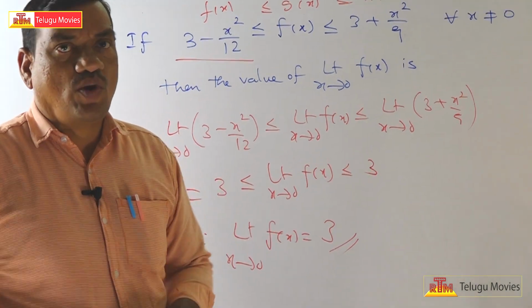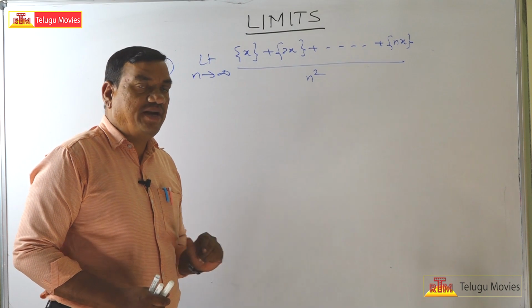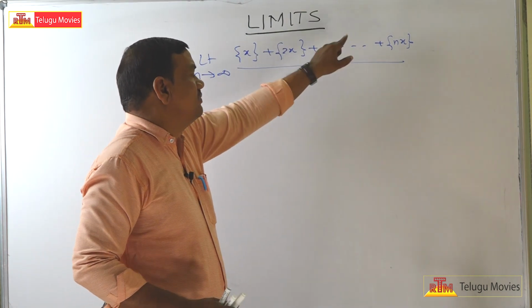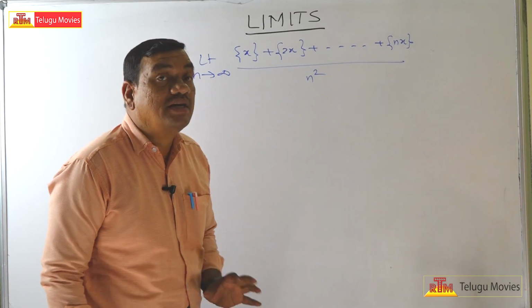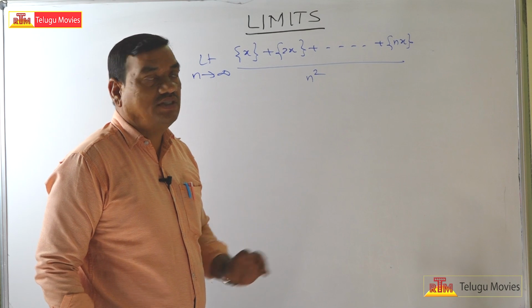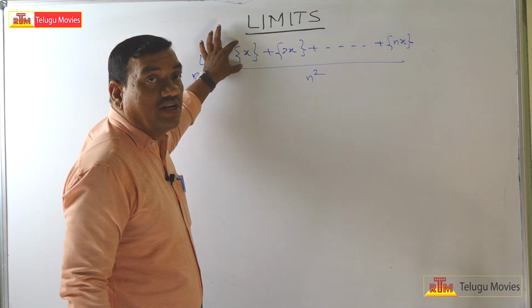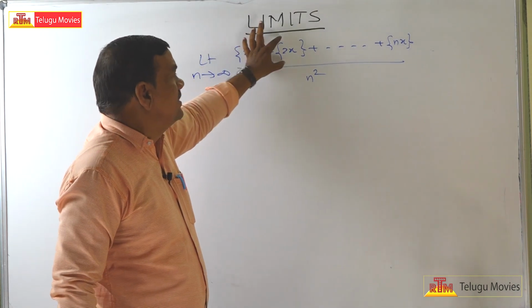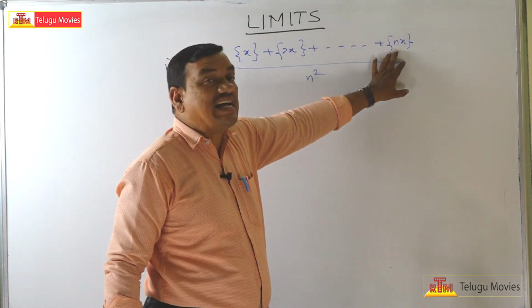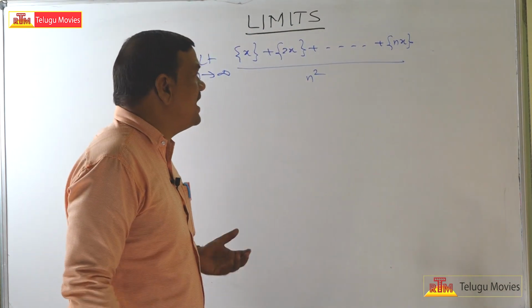Let us see some more problems. Previously, I explained the problem where the step function of x was there. But here, it is a fractional part function. It is the fractional part of x, sorry, not step of x. This is the fractional part of 2x, and so on, fractional part of nx by n square.